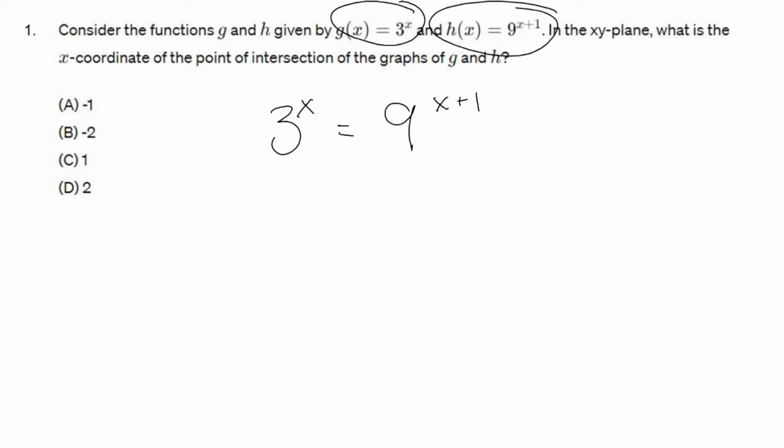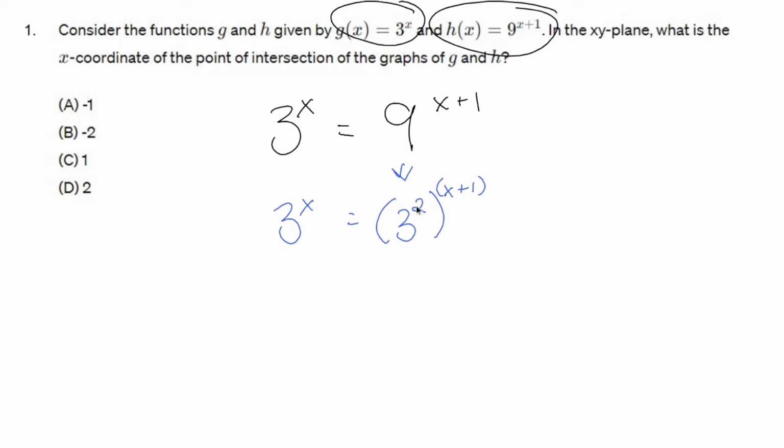Should I use logs? Nah, I need a calculator for that. But you know what I could do? I could change that 9 into 3 squared. So I have 3 squared to the x plus 1. And let me throw parentheses there, and you'll see why in a second. That's going to equal 3 to the x. Now, there's a rule that says if you have a base to something equals the same base to something, set those somethings equal to each other.